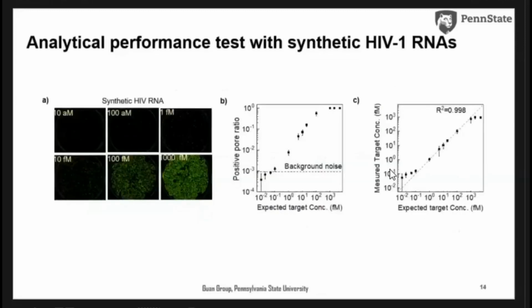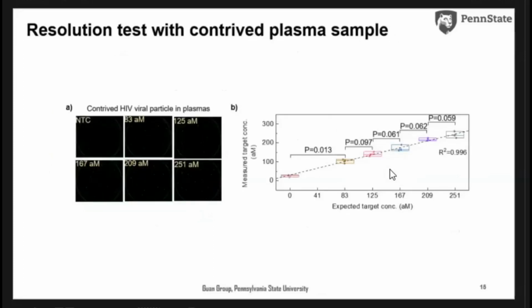And after that, we evaluated the analytical performance of our system. Our assay showed that it can span 4 orders of magnitude of dynamic range from 100 attomolar to 1 picomolar, and also our system got a limit of detection of 100 femtomolar compared with the bulk assay, which got 20 femtomolar, which improved dramatically. And in the next step, we did the resolution test with the contrived plasma sample. With this experiment, first we showed that our assay can quantify the targets that have been extracted from the plasma perfectly. And also we ran a t-test to find out the resolution. Based on the p-values that we got from the t-test, we found out that our system can differentiate between samples with 41 attomolar difference with 90% confidence.